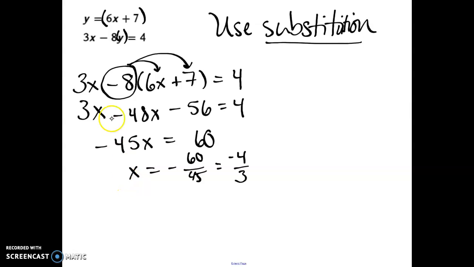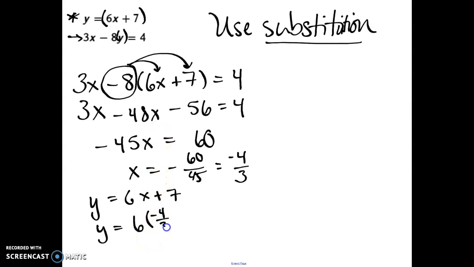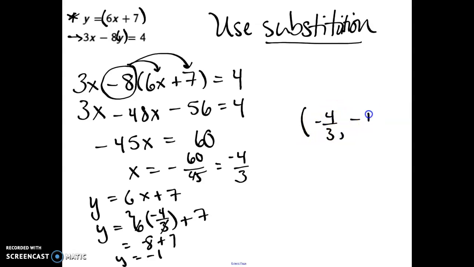So I use this equation here to solve for x. I'm going to use this one now to go back and solve for y. I remember that y equals 6x plus 7. But I know that x equals negative 4/3, so I can substitute negative 4/3 for x. And then I can solve this expression. I know those will cancel, it'll give me 2, so I'll get negative 8 plus 7. Y equals negative 1. So my solution is (-4/3, -1).